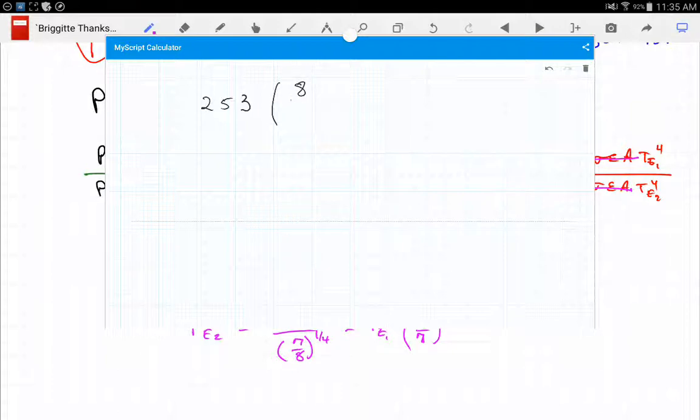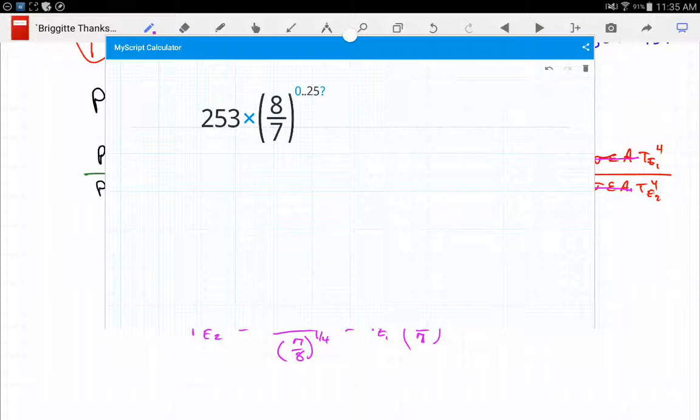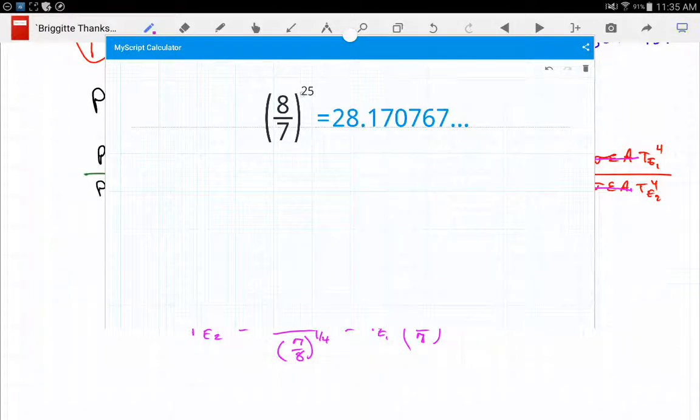253 times 8 divided by 7 raised to, how about this? That was excellent. Deleting is my nemesis here. Raised to the 0.25 power. That's 1/4. Oh, you're kidding me. 8/7 raised to the 0.25. Not to the 25. There we go. Okay. So I got that, and now I just multiply that by my 253.